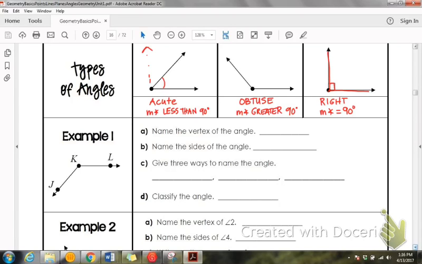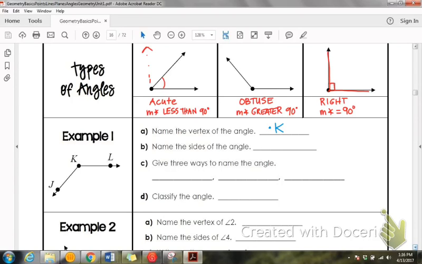All right, let's look at example 1. It says, name the vertex of the angle. Over here in example 1. Someone raise your hand and tell me what the vertex is. Shelly? K. Excellent. Instead of putting the word point, let's just draw a point. So point K.